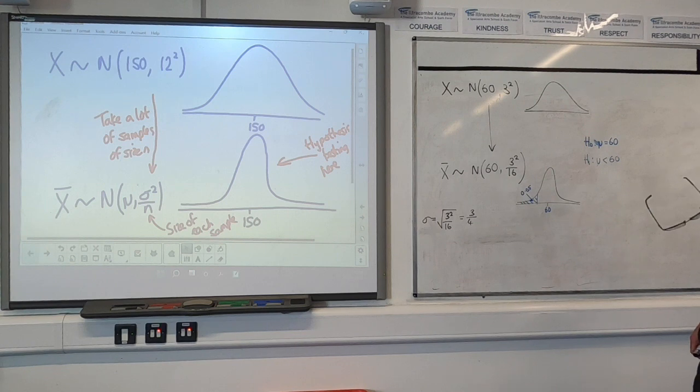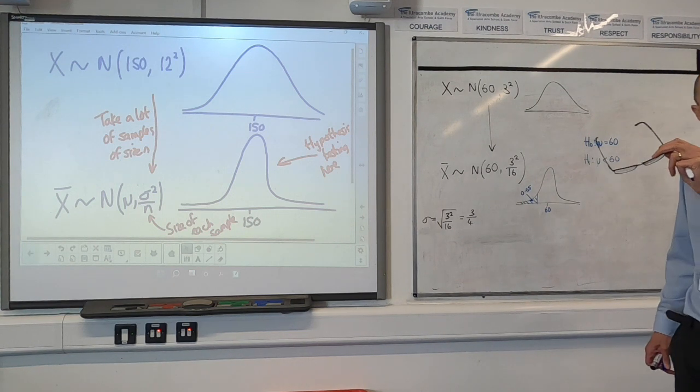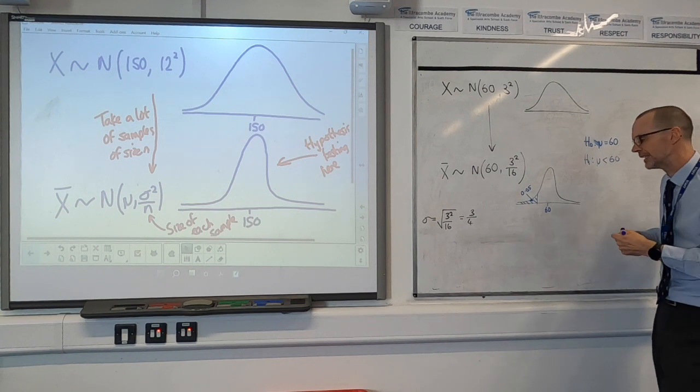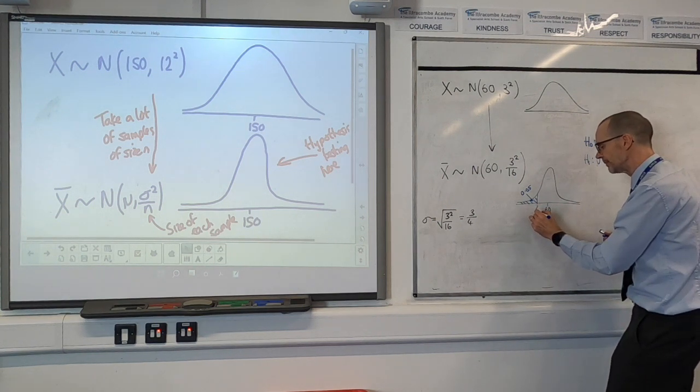And of course 5%, we know that sometimes we test at a far stricter level. 1% is far, far stricter. That would be only if it's so unlikely it only happens 1 out of 100 times. So we've got two options. We can either work out the critical value for 5%.